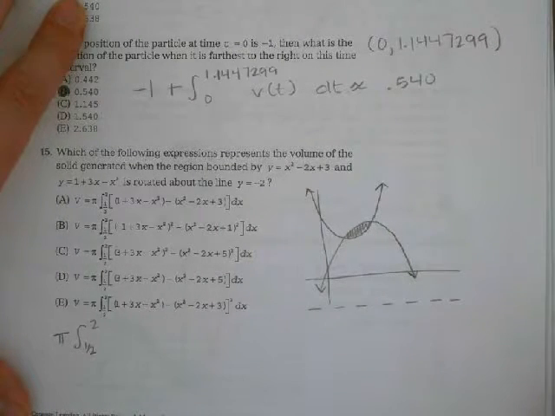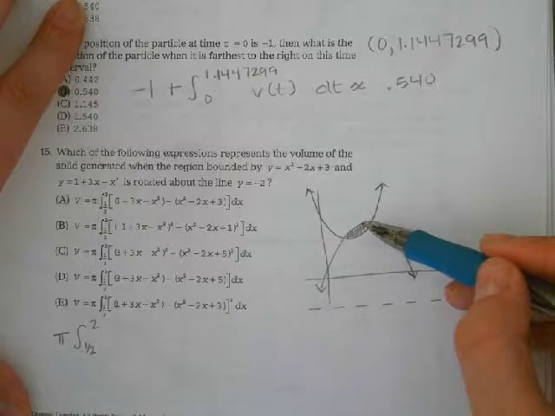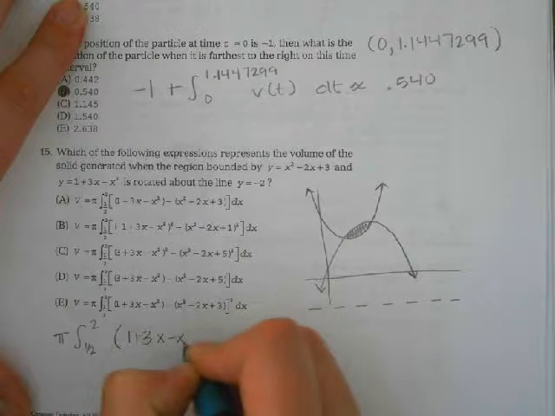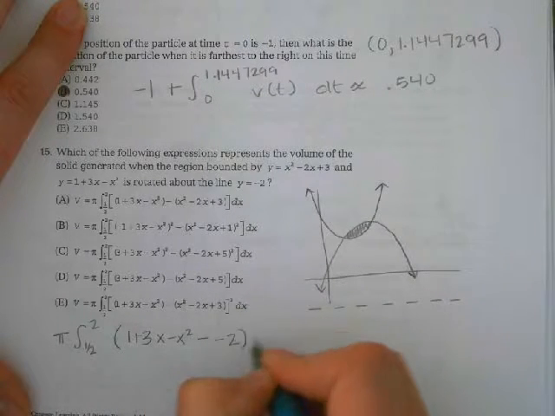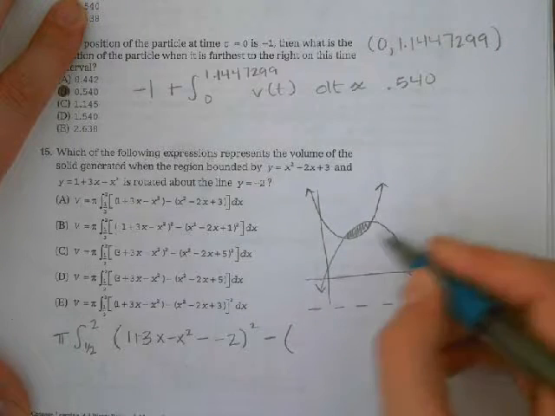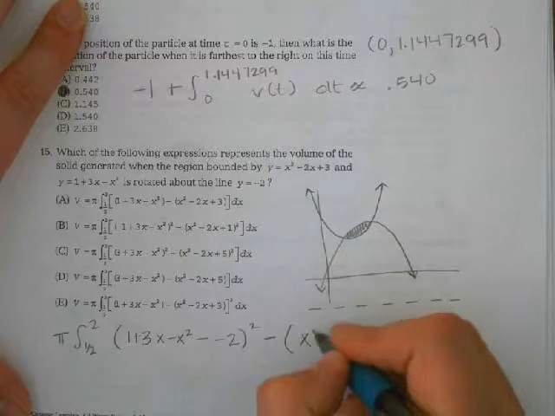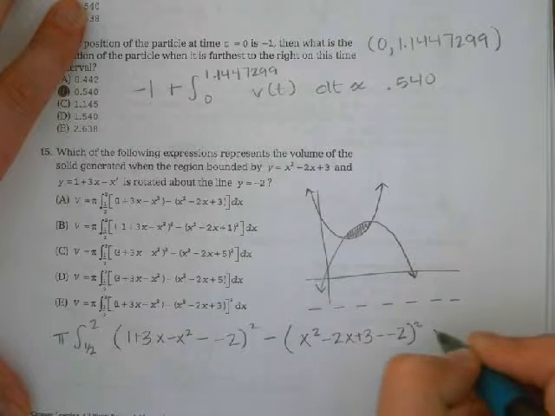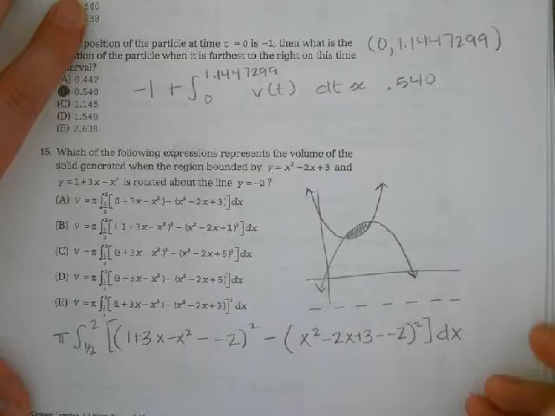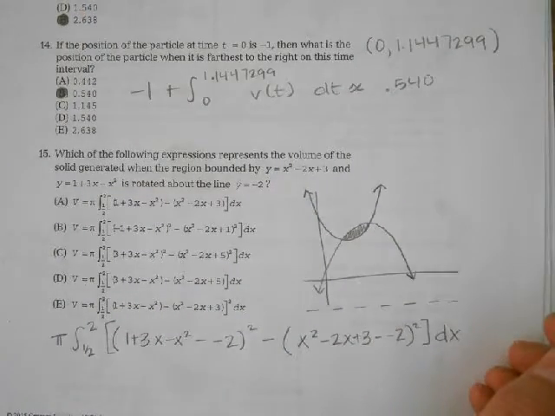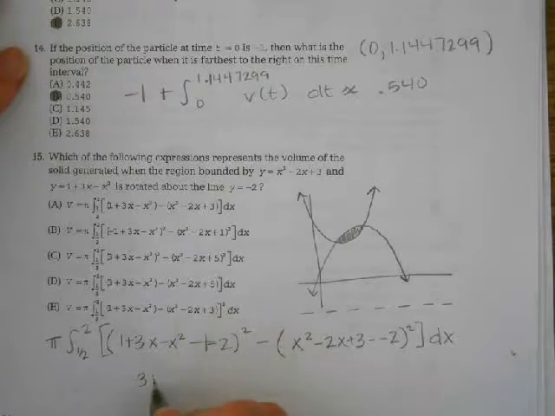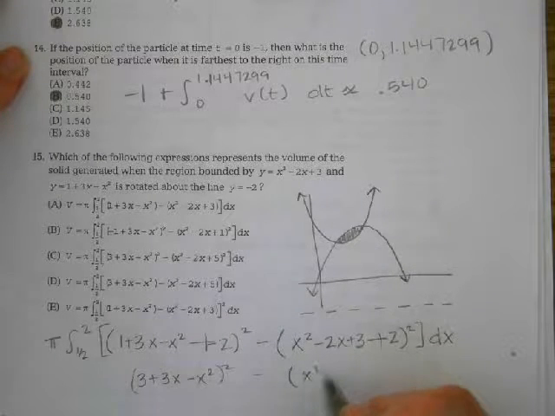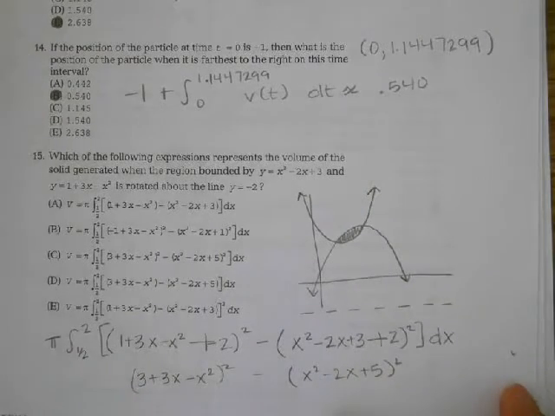So then I figured out what my big R was. I've got to do top minus bottom. So 1 plus 3x minus x squared minus -2. So that's big R squared minus little r squared, so top minus bottom. And then just think about simplifying it. Minus minus makes a plus. So I've got 3 plus 3x minus x squared. And then I've got x squared minus 2x plus 5. And so that goes with C.